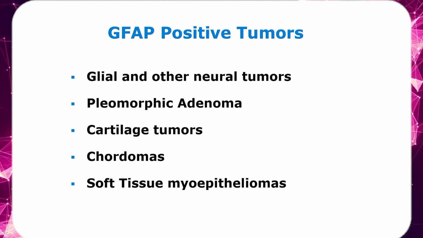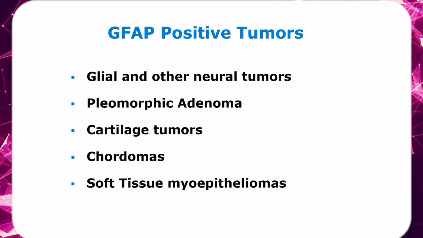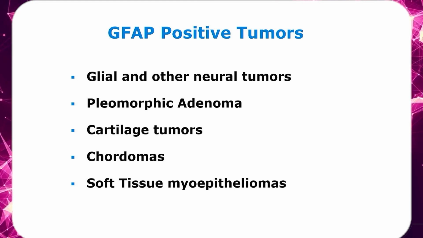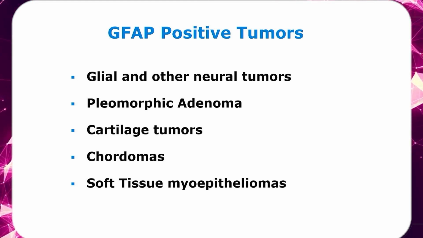It's not myoepithelioma. You asked me about the stains on smooth muscle, right? You asked me S100, it's not a chordoma. It's not a cartilaginous tumor, S100 again negative. Pleomorphic adenoma, but it did not have features of pleomorphic adenoma. So we are left with glial and neural tumor. So if GFAP is positive, do you think it could be a glial tumor?